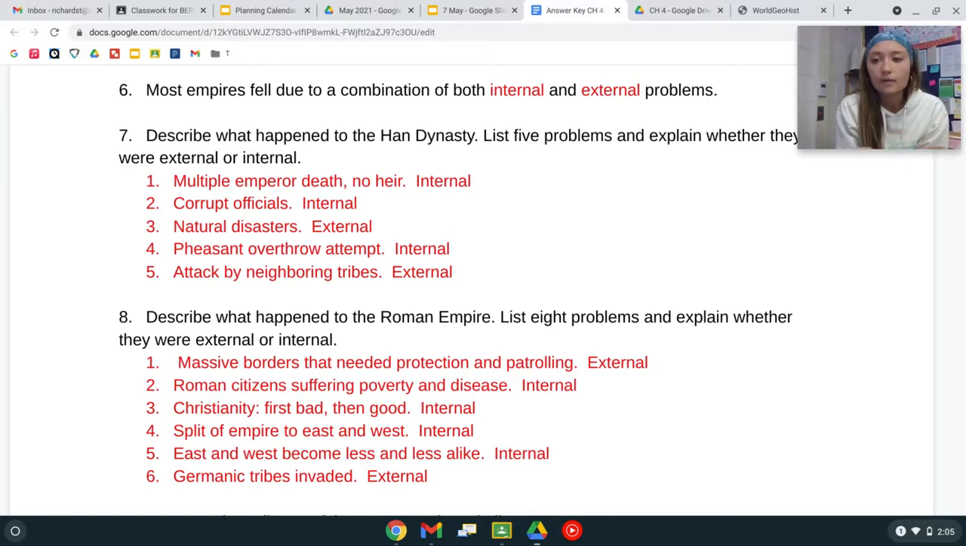Number 7, you're describing what happened to the Han Dynasty. So you need 5 problems. Explain whether they were external or internal. 1 was multiple emperors' death. There's no heir to the throne. That's an internal conflict. 2, corrupt officials, internal. 3, natural disasters, external. 4, peasant overthrow attempt, internal. It's supposed to say peasant, not pheasant. Number 5, attacked by neighboring tribes. That's external. We don't have the pheasants that are attempting to overthrow the government here.